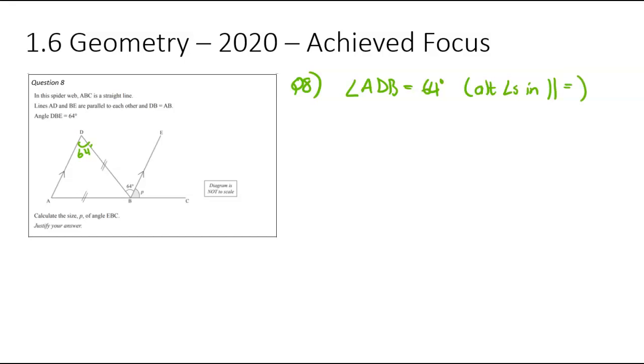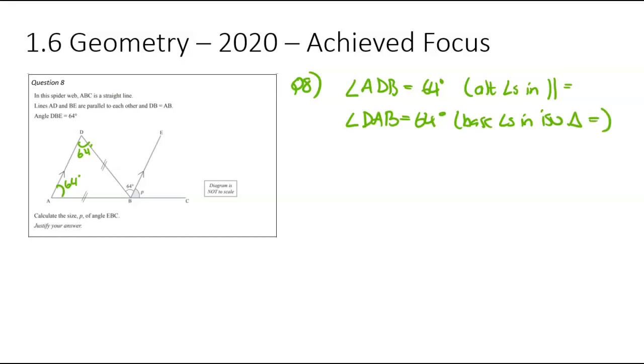The next step, as I said before, we've got an isosceles triangle floating around here, which means that other angle down the bottom, so the base angle, is also going to be 64. So down there, 64 degrees. So angle DAB is going to be 64 degrees as well. And my logic: base angles in an isosceles triangle are equal.